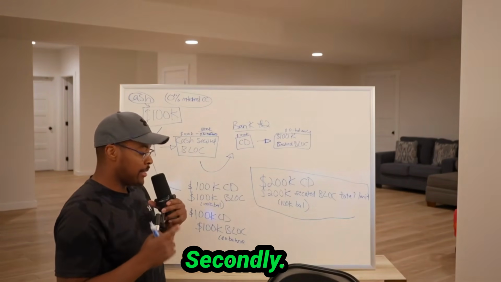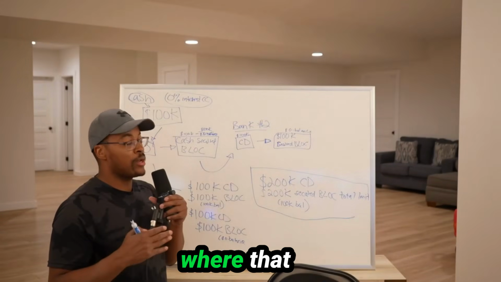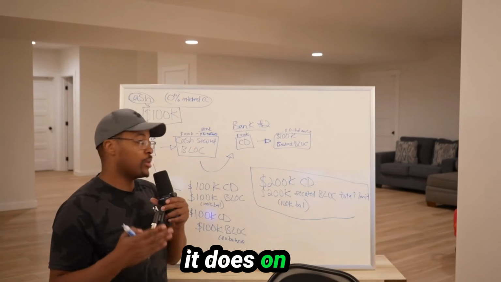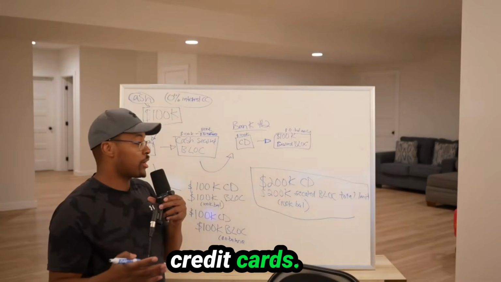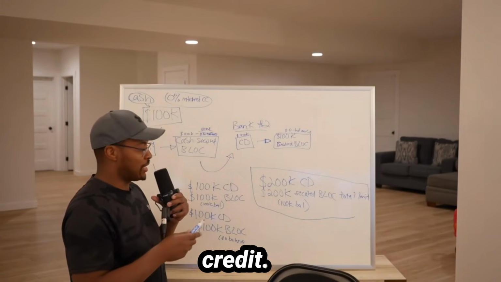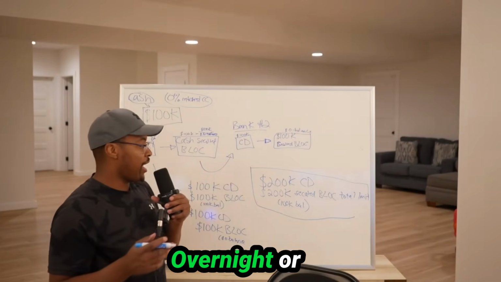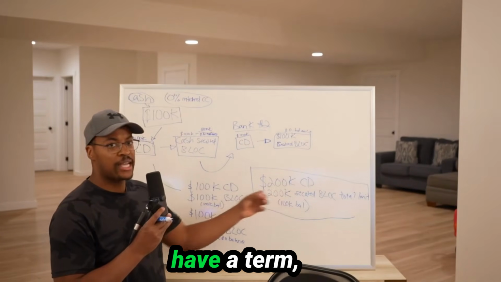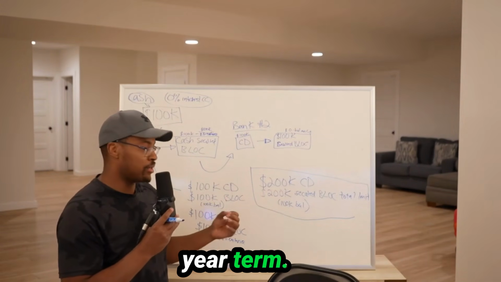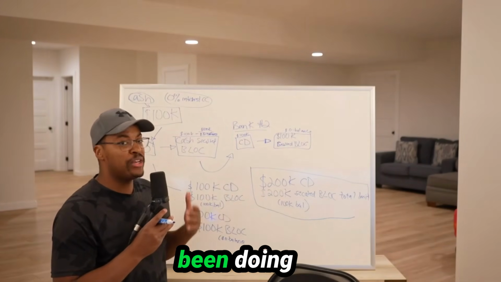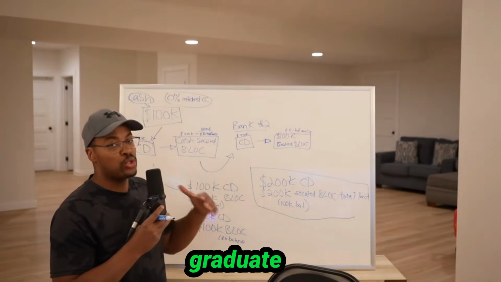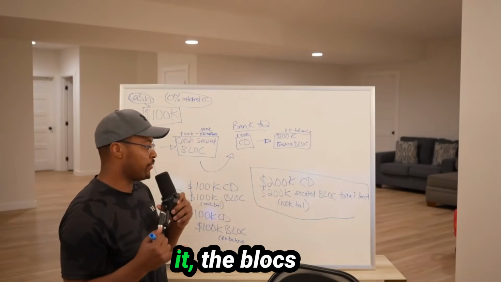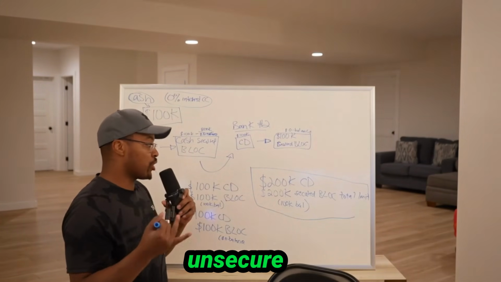That's for one. Secondly, there are banks where that secured BLOC can go to unsecured, or graduate, the same way it does on the secured credit side with secured credit cards. The same thing can happen with business lines of credit. It's not going to happen overnight or in a couple of months. Usually it comes up for renewal, as these CDs actually have a term, a 3-year term, a 5-year term. So at the end of the term, depending on what you've been doing with that business, you might be able to graduate to an unsecured BLOC. That's a huge benefit. You get the credit reporting aspect of it, and the BLOCs can actually unsecure, graduate.